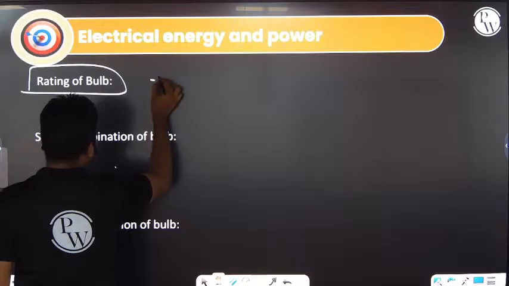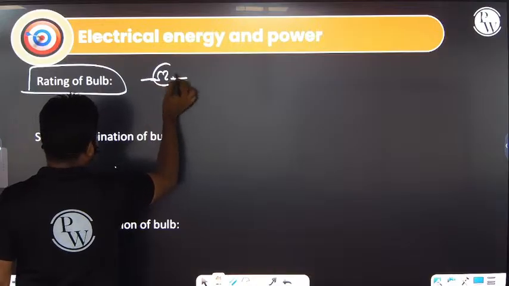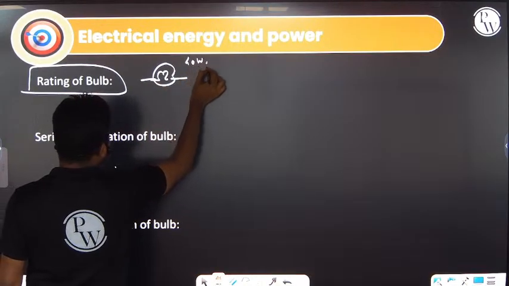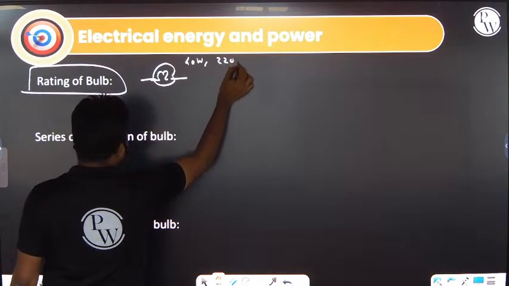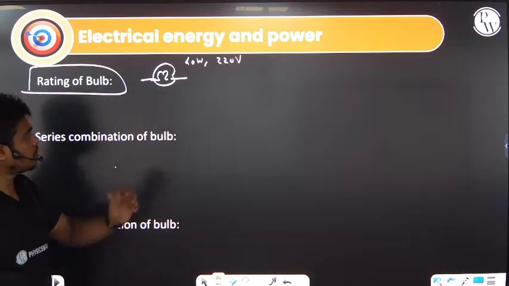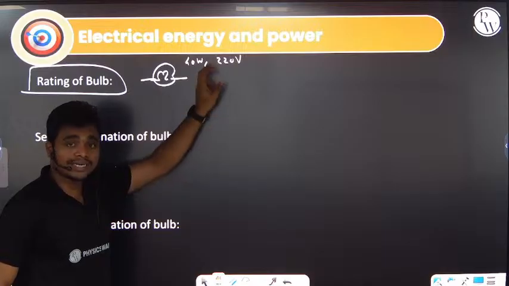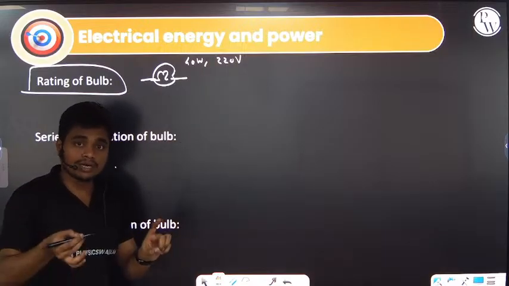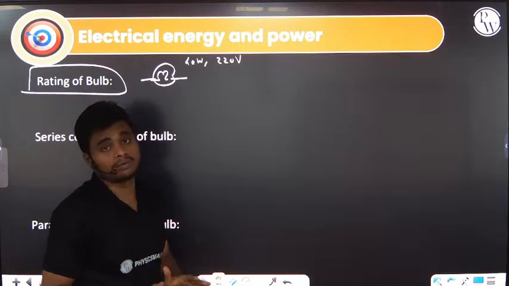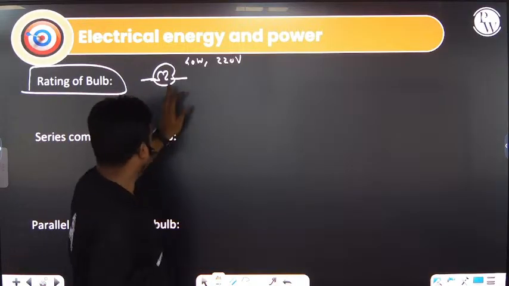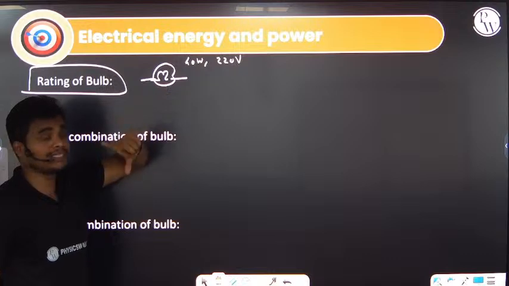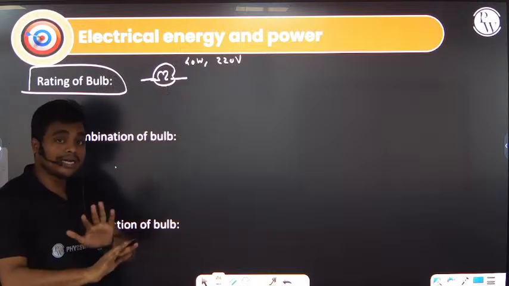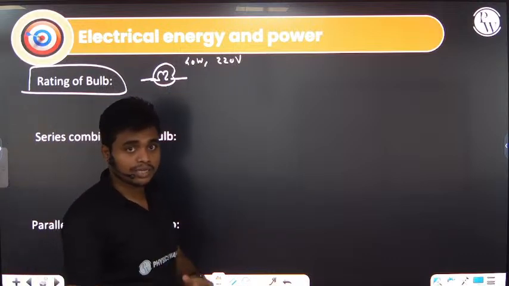So any bulb, suppose it is rated like this: the bulb is rated 40 watt and 220 volt. It means that bulb will glow with 40 watt at a voltage of 220 volt. If you give more voltage, the bulb will fuse. If you give less voltage, the bulb will glow with less power. So maximum power it can have is 40 watt, and maximum voltage it can withstand is 220 volt. It can't withstand more. If it is more than that, it will fuse.